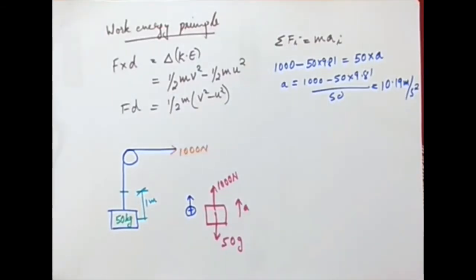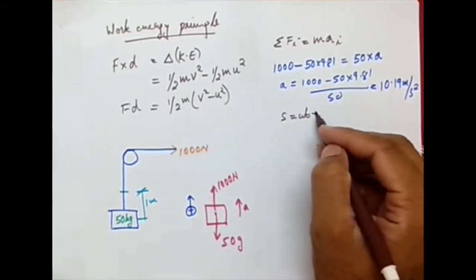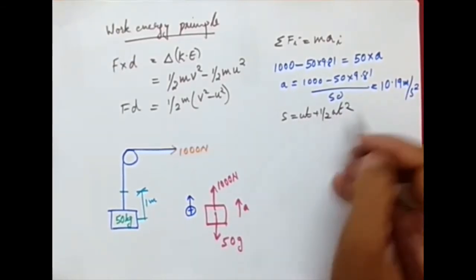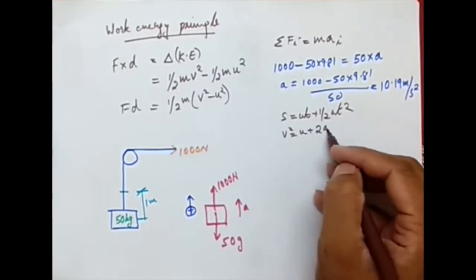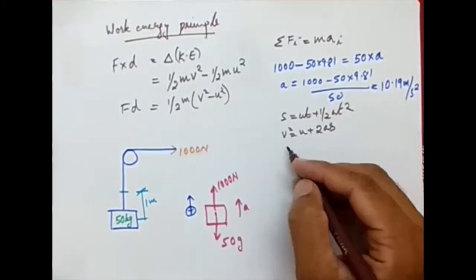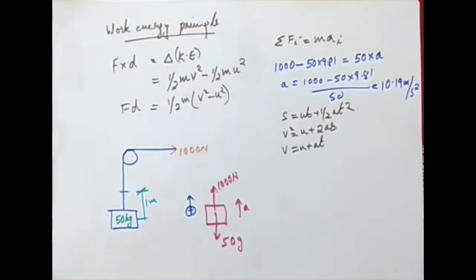Okay, so we have the equations of motion, the different equations we already have. These are the basic equations: s = ut + ½at², v² = u² + 2as, and v = u + at. Now let's see what our need is.